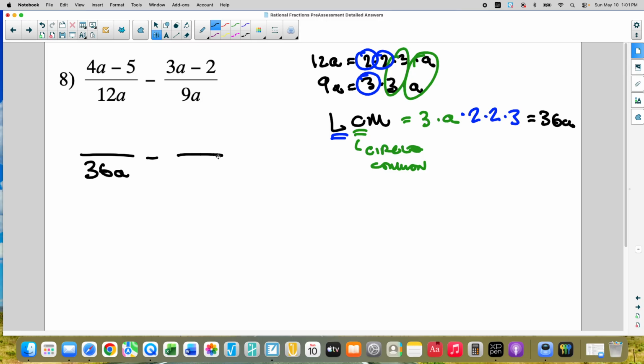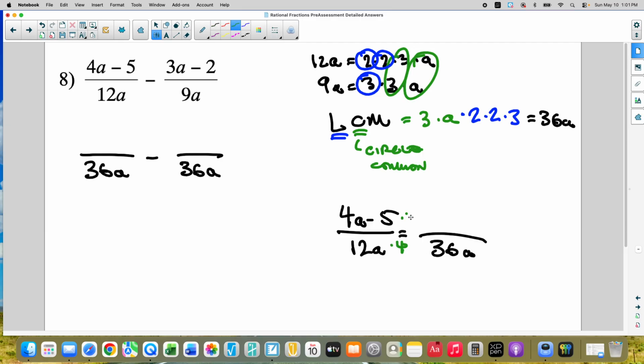36a minus 36a. Now we have to find congruent fractions. So 4a minus 5 over 12a is congruent or equal to what over 36a? So we ask ourselves, what times 12a would give us 36a? Times 4. When we multiply, we have to multiply everything. So we're going to distribute that to both of them, giving me 16a minus 20.